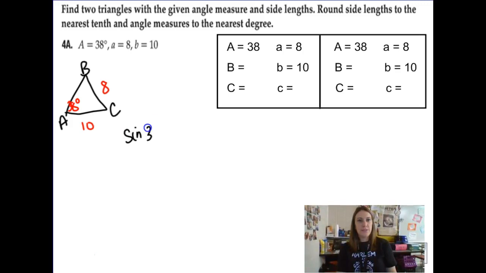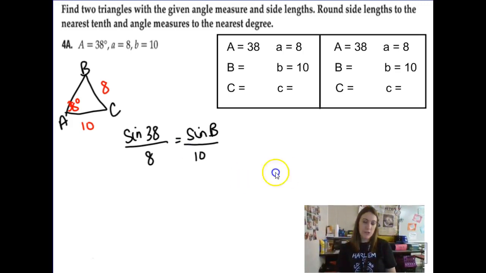So the sine of 38 over 8 equals the sine of B, which is the only thing I can find right now, over 10. So on my calculator, I'm going to multiply sine of 38 times 10. Make sure that you close the parenthesis on the 38, and then you're going to divide by 8. I don't know what that comes out to on my calculator, but there's still one more step. I need you to hit enter, and you multiply these together and divide by 8.